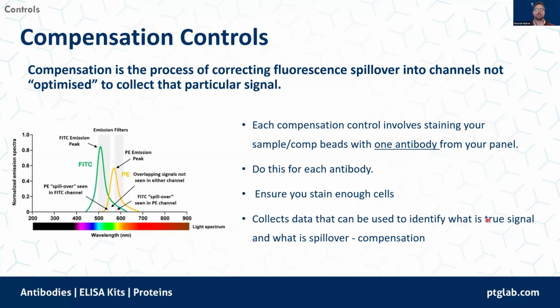One important thing to note is make sure you stain enough cells. So I would always say try not to let this be done at the end of you aliquoting your cells into your different wells. Try and make sure that you've got enough cells to stain for your compensation controls. You always want your signal to be as bright or brighter in your compensation controls than your samples. So ensuring you have enough cells to stain is going to help with that as well.